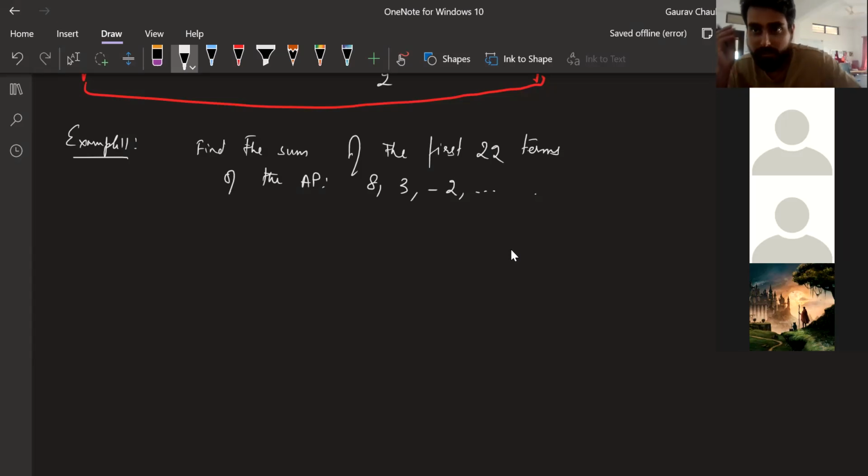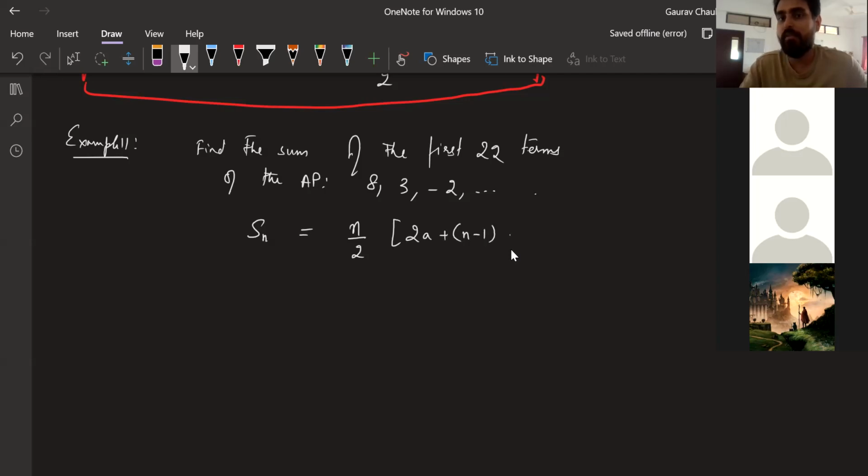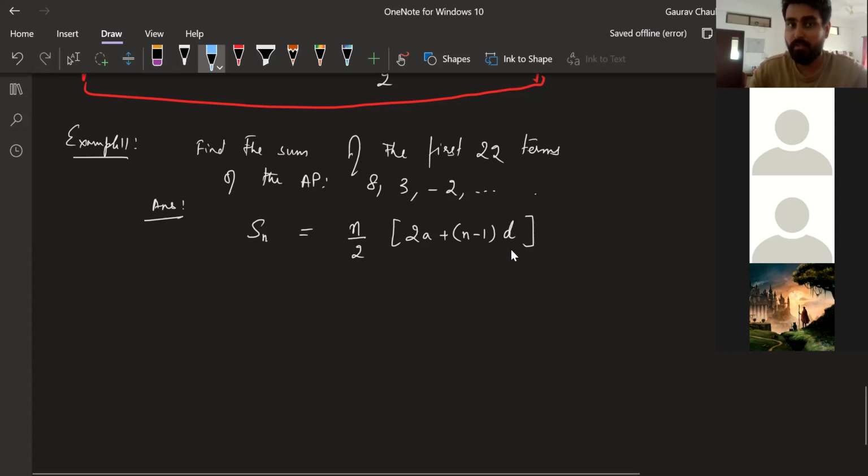Your first formula that should come to your mind is the sum of n terms is equal to n by 2 into (2a plus (n minus 1) into d). You write down this formula first. I'm doing this question on the board. Now your mind should think, what are the different things in this formula?